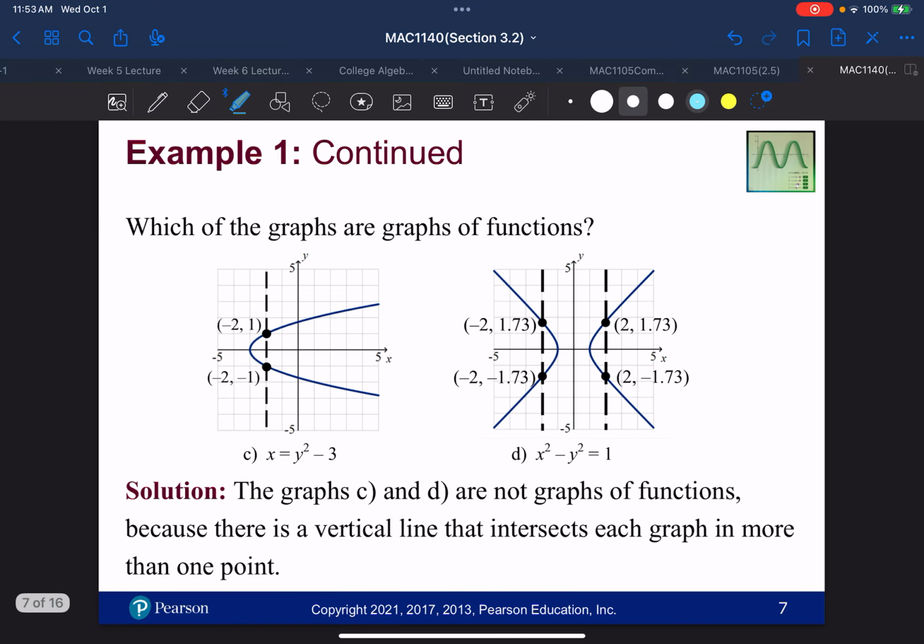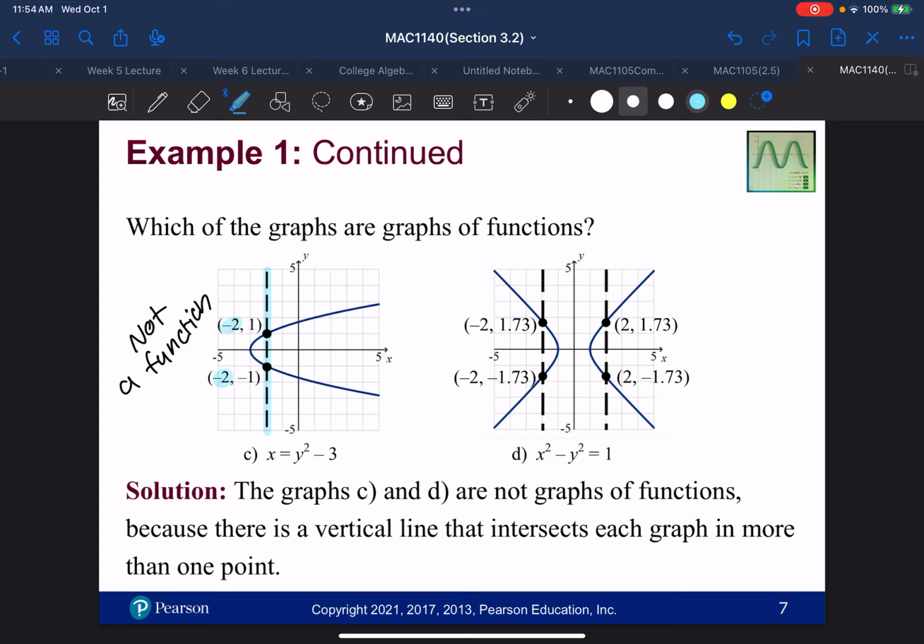Next example, the graph on the left: if I put a vertical line, it's crossing it twice. So this is not a function. You can see that the two points my vertical line goes through have the same x value. That x value, -2, has two outputs for y, 1 and -1. So it's not a function.